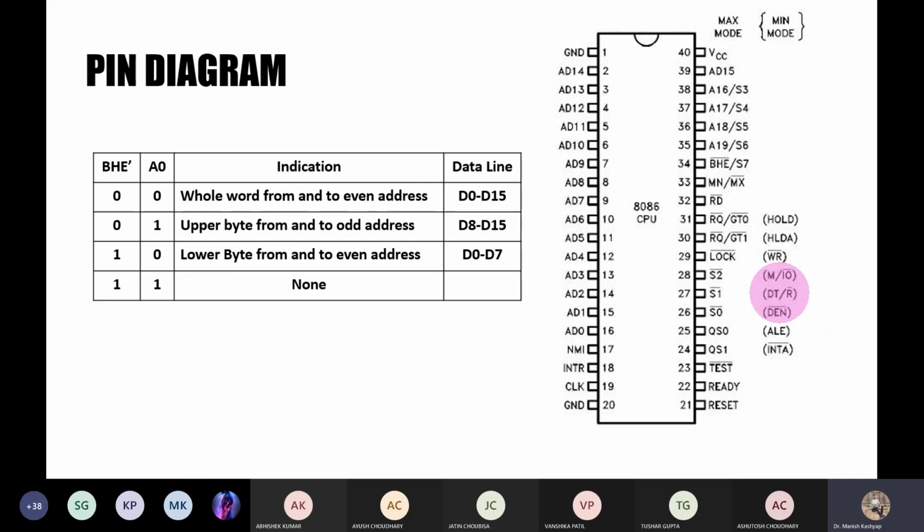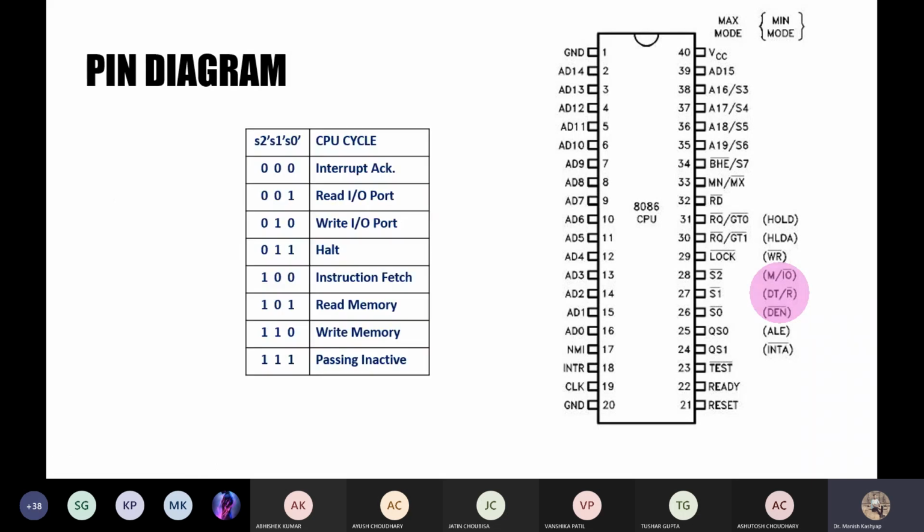Let's take the meaning of other pins also. After these status pins, we have this BHE bar. What is the meaning of this BHE bar pin? BHE bar stands for bus high enable.